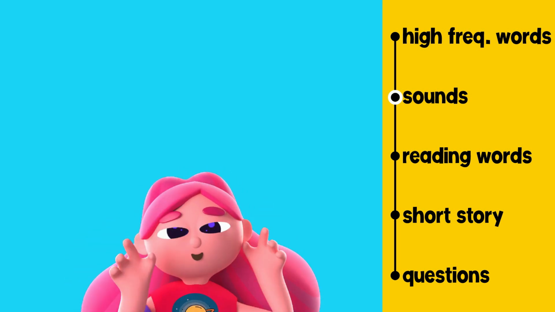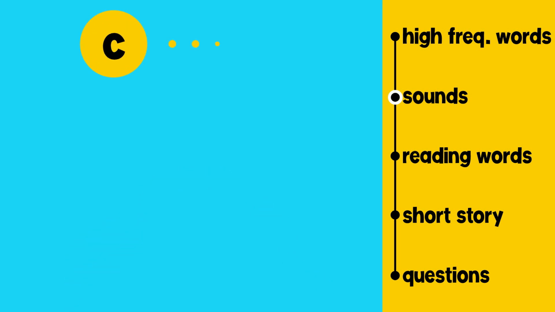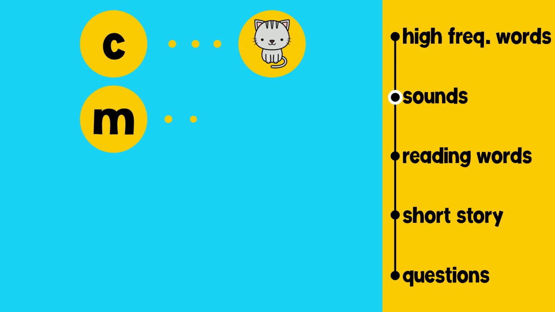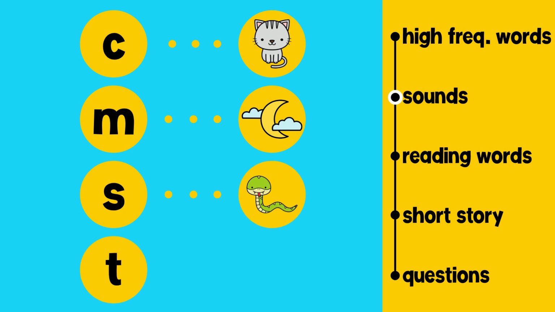The other letter sounds we'll need to know are k, as in cat, m, as in moon, s, as in snake, t, as in turtle. Let's say those sounds together. K, m, s, t. Nice work.